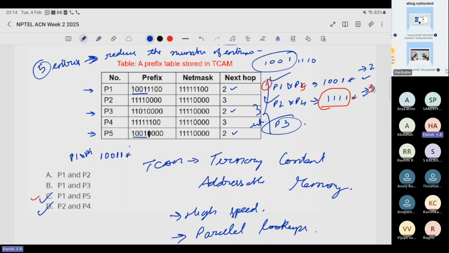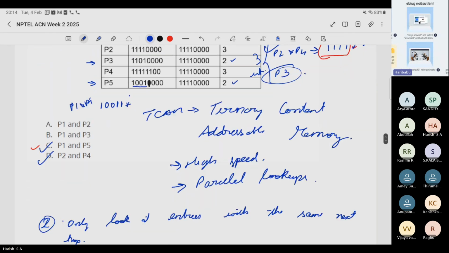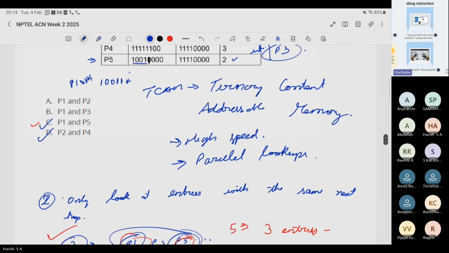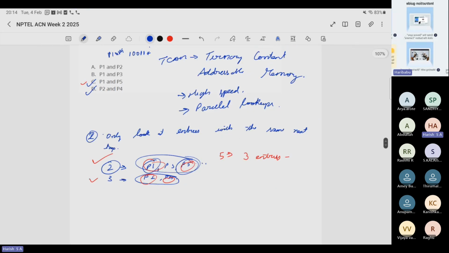Yes, I think Haribabu's question is over, right? I mean, there's a question in the chat, so that's why. Are you able to get it? Yes, sir. Okay. Right. Okay, fine.